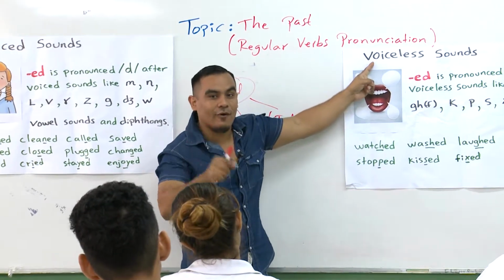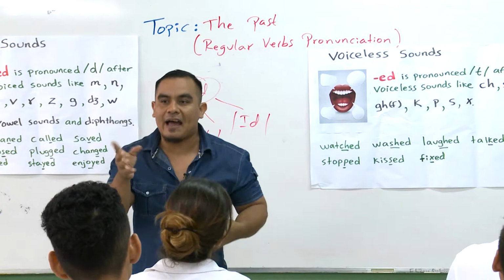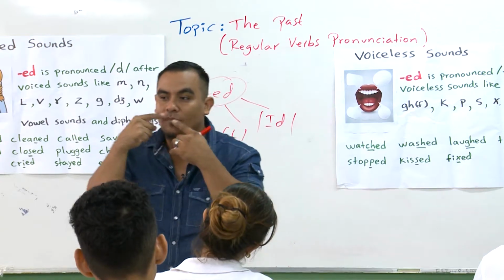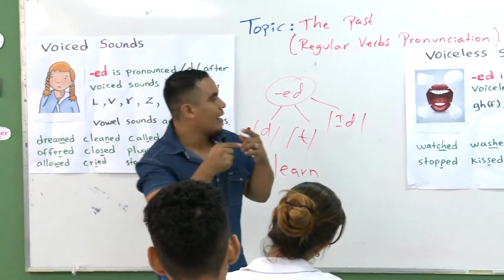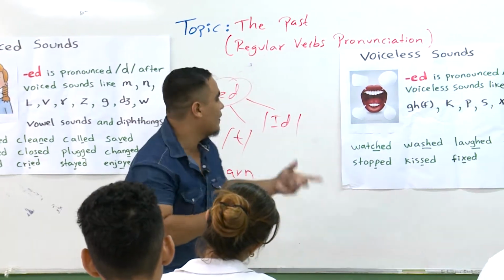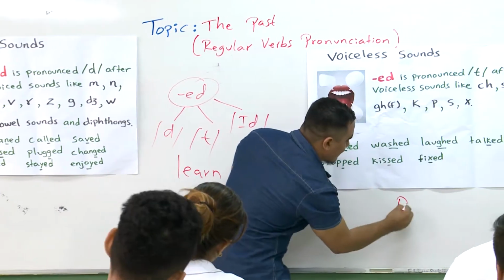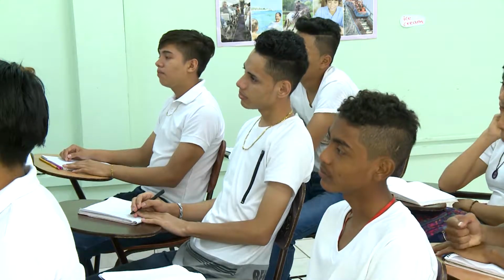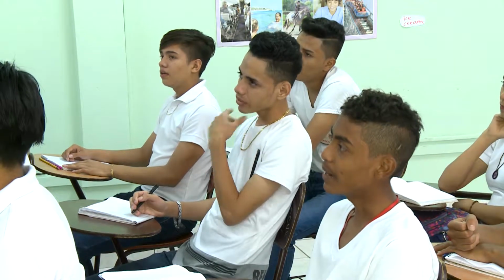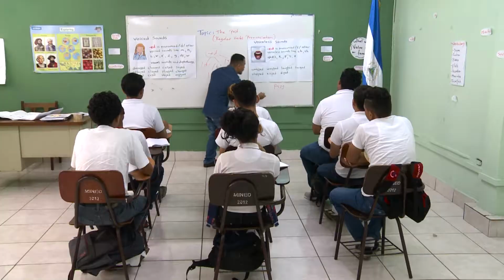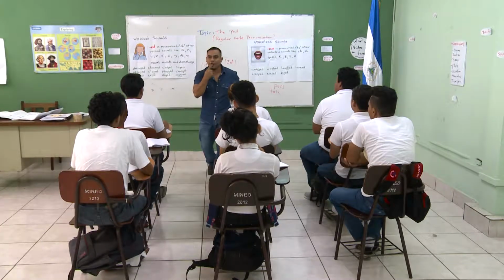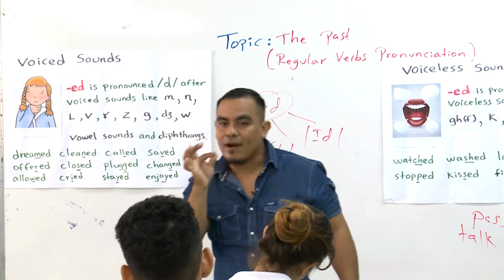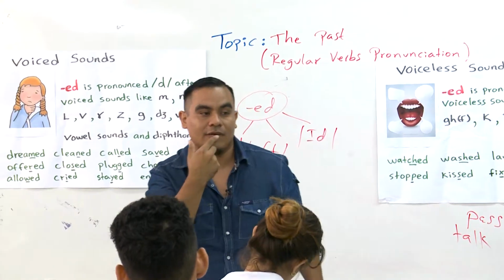But we also have voiceless sounds. Voiceless sounds is when you don't have vibration in your throat, but you just move your lips. The sounds happen at the front of the mouth. For example, if I say pass, everybody say pass, pass, pass. Louder. Talk, talk, talk. So the sounds are made just right at the front of the lips or of the mouth.